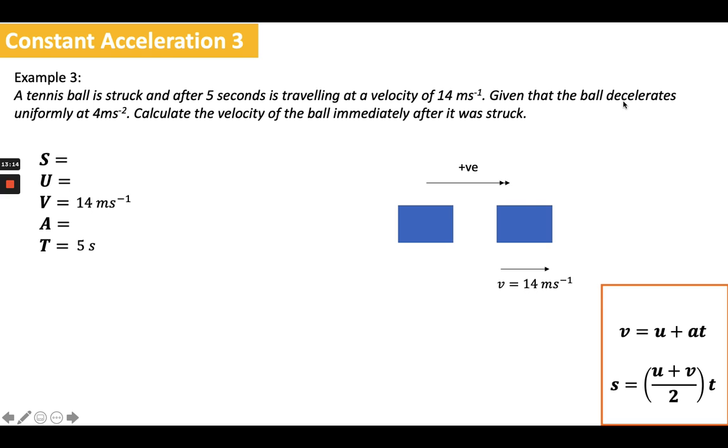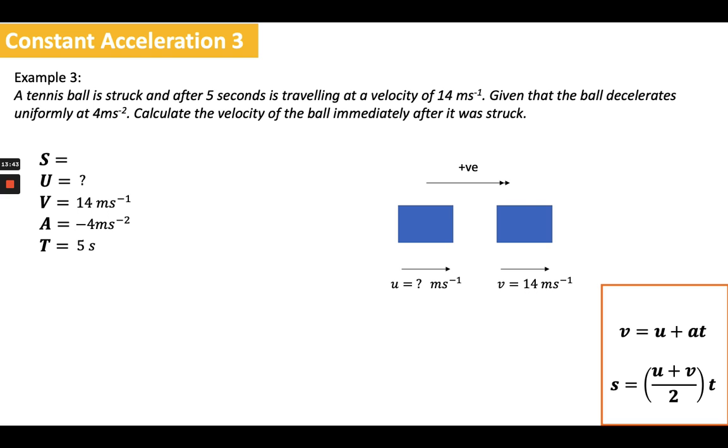Now, decelerate is a key word here. I've got 4 meters per second squared, but if this is decelerating, that means I need the acceleration to go in the opposite direction to the motion. So I've got negative 4 meters per second squared as the acceleration. My acceleration has to be negative 4 meters per second squared. So that's my deceleration, a negative value of acceleration. And I want to calculate the velocity of the ball immediately after it was struck. So it's U I want to find.